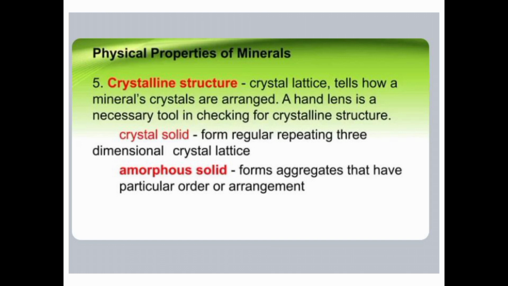three-dimensional structure. Natural glass and other amorphous substances are not minerals because they have no crystal structure. A crystalline solid is formed from regular repeating three-dimensional crystallites. An amorphous solid is a form of aggregate that has no particular order or arrangement.